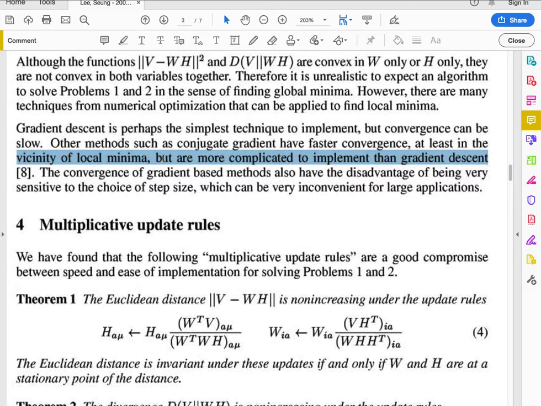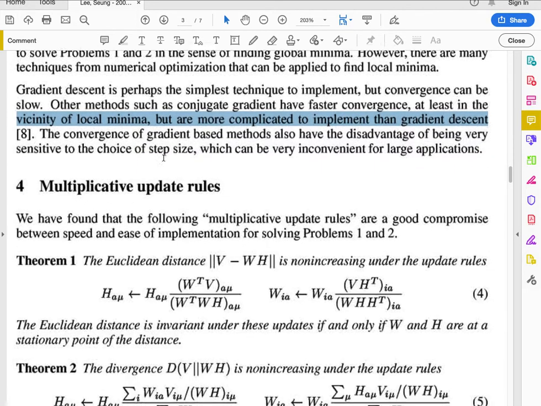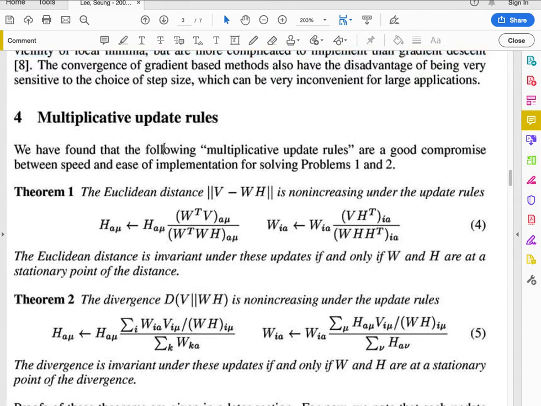The convergence of gradient-based methods also have the disadvantage of being very sensitive to the choice of step size, which can be very inconvenient for large applications. You all have seen, right? Step size. If you change your step size, your function behaves weirdly. So it can diverge, or it can be very slow in converging, or it can be going in some direction which is not at all leading you towards the minimum, but towards something else. So we have seen all this. So this paper kind of reiterates those reasons.